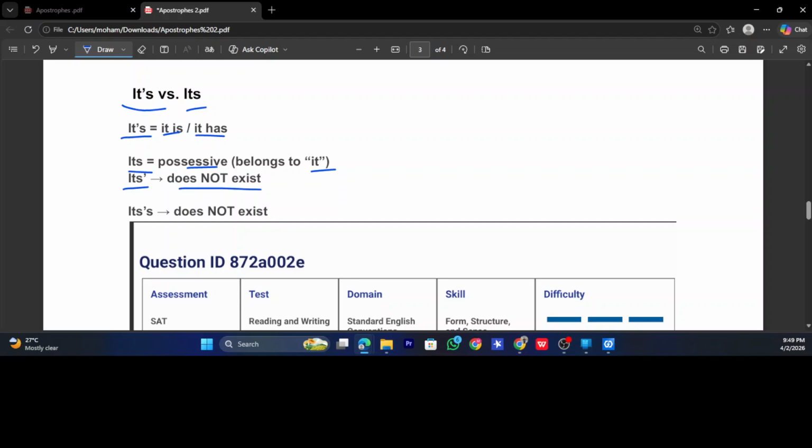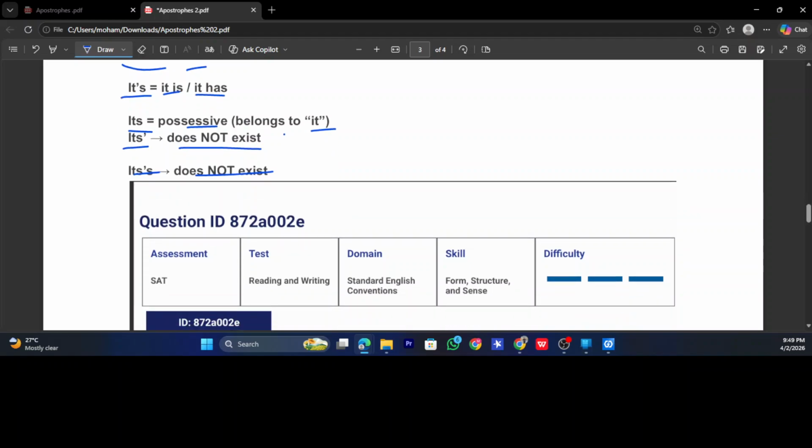If you look at any answer like that, you immediately cross it out. And another one, its with an apostrophe after the s, is also immediately crossed out. So that is all.